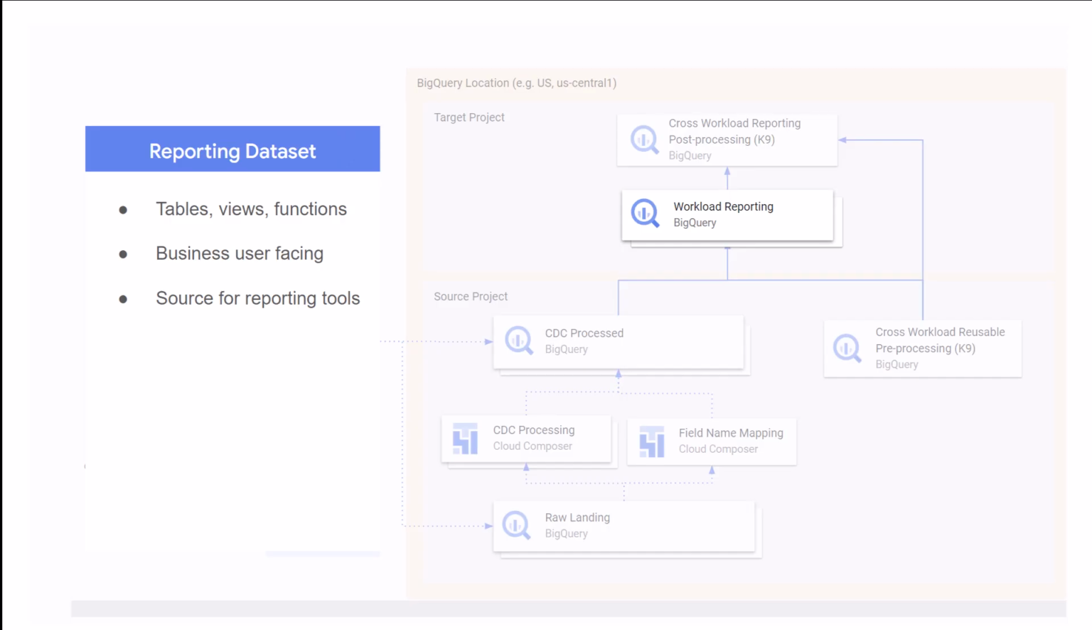Now that you know which workloads you're deploying and in which projects, it's time to understand dataset structures. The reporting dataset is the user-facing dataset. This is where business users will connect their reporting or visualization tool of choice, such as Looker or Google Sheets, and generate insights. The reporting dataset will have multiple types of technical artifacts, such as tables, views, and functions. These are controlled from a YAML file we will configure later.